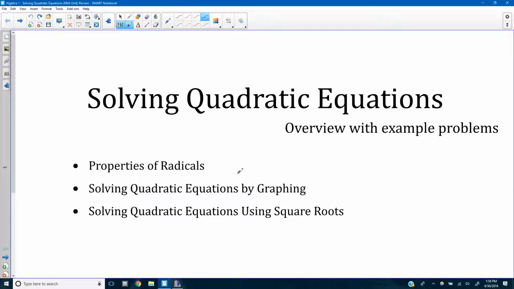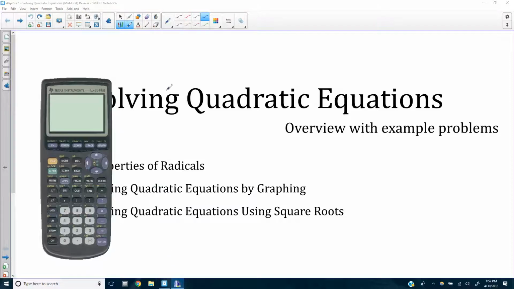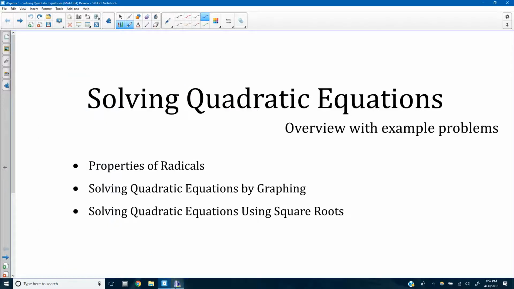Then solving quadratic equations by graphing. Basically, how do you graph it? What does the solution look like? What are different methods of graphing there? And also even using a calculator. I actually have a graphing calculator right here. Most of you guys will have a scientific calculator. I'm not going to show the graph here. I'm just going to talk about approximating solutions with the table, the irrational solutions.